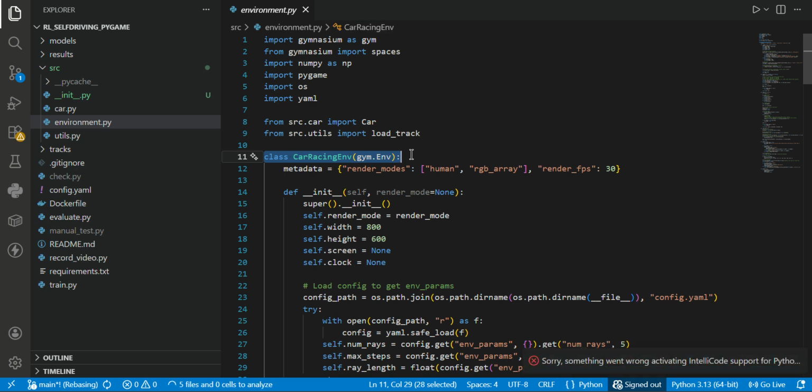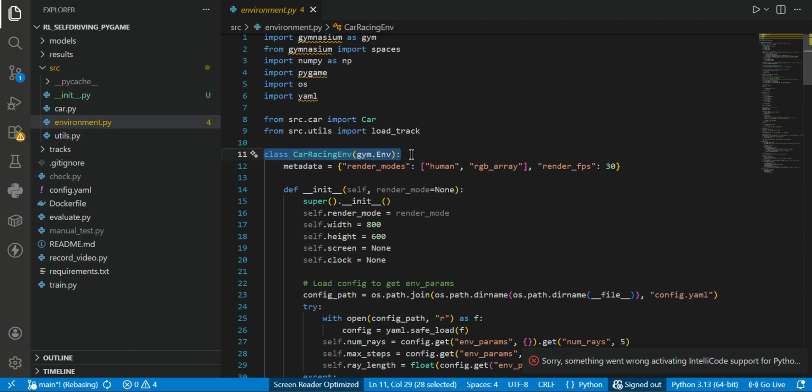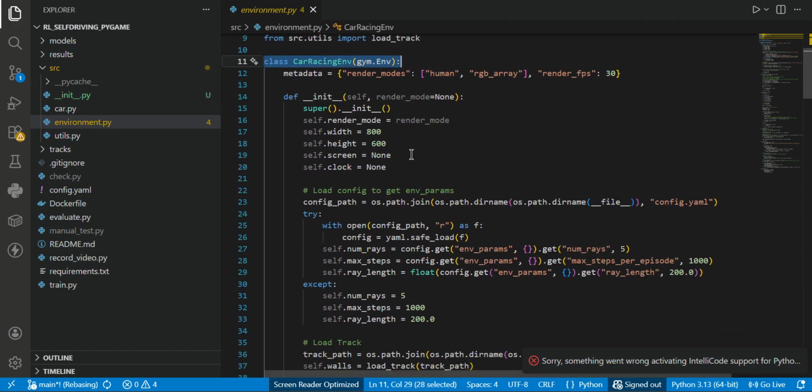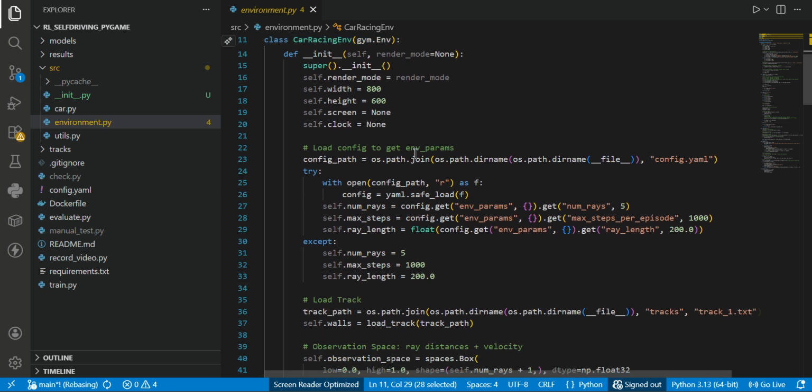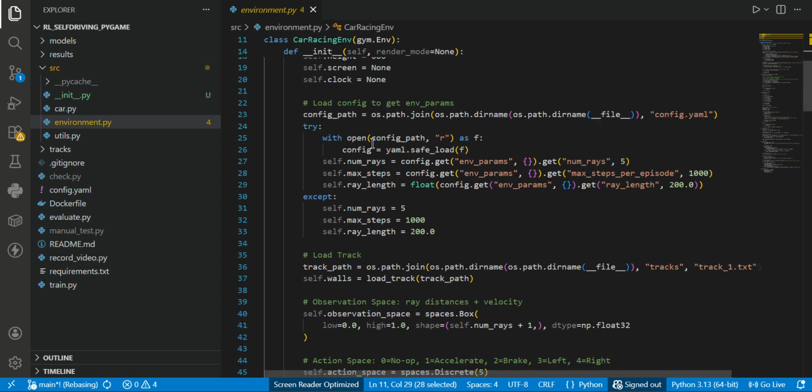The first major challenge was building a reinforcement learning environment that follows the Gymnasium API standard. Reinforcement learning libraries require the environment to provide structured inputs and outputs. So I created a custom environment called CarRacingEnv, which inherits from the base class Gymnasium environment. Inside this environment, I define two critical components: the action space and an observation space.